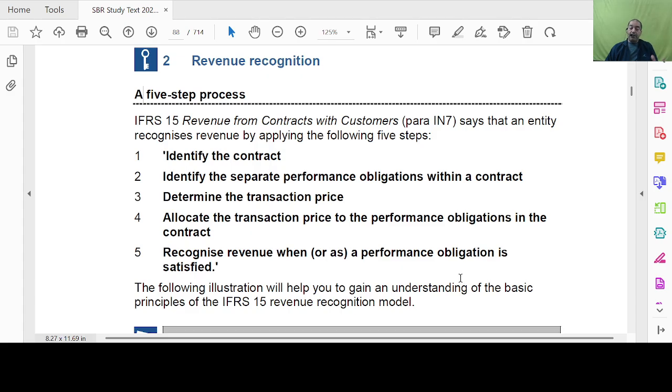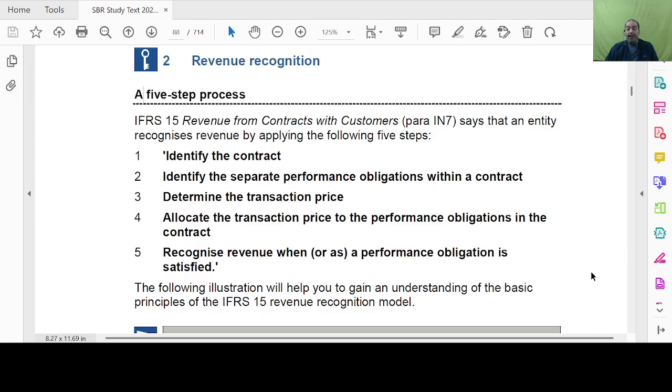Then allocating the transaction price to the performance obligations in the contract, in the sense that once we know what is the contract price and we know that each particular performance obligation can be done individually and they have a standalone price, then apportionment or allocation of that particular contract price to the various performance obligations. Again, this is something which will require detailed working and explanation.